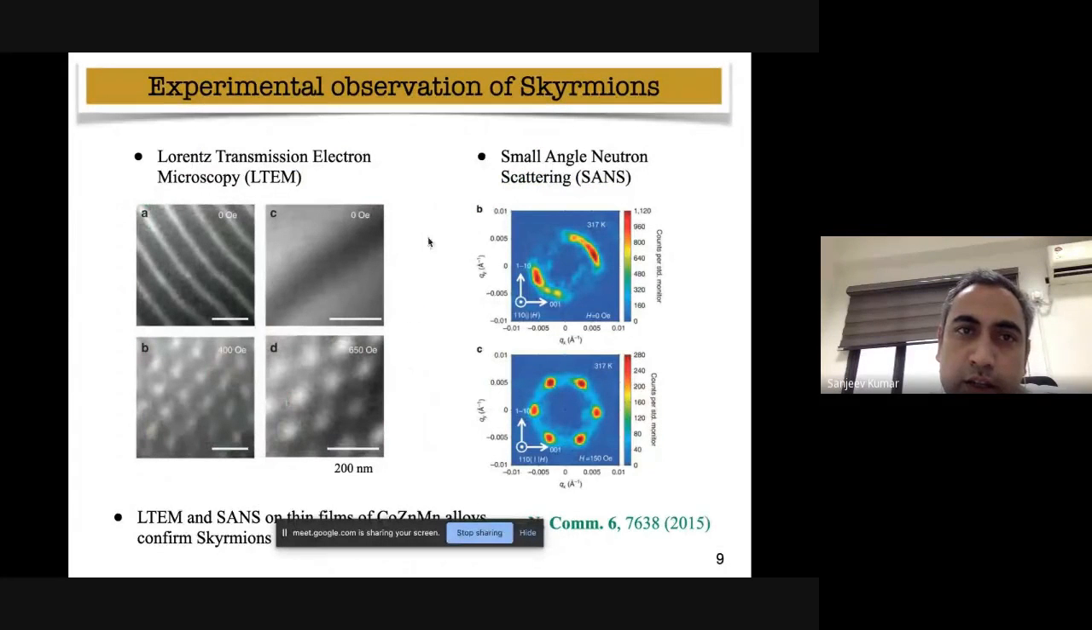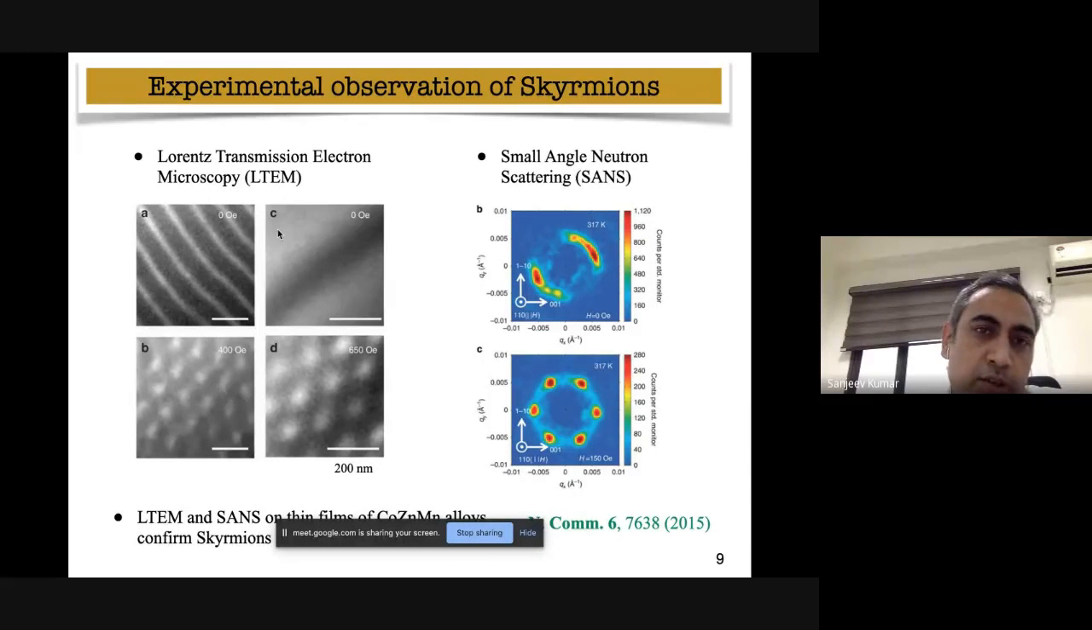Then another tool that is used successfully to map out such complicated textures is Lorentz transmission electron microscopy. This is the LTEM data on cobalt, zinc, manganese alloys. What you notice is that in the absence of the magnetic field, you will see this stripe-like pattern. So magnetization is doing this modulation. And once you apply a magnetic field, you will see such textures appearing, which are interpreted as magnetic skyrmions.